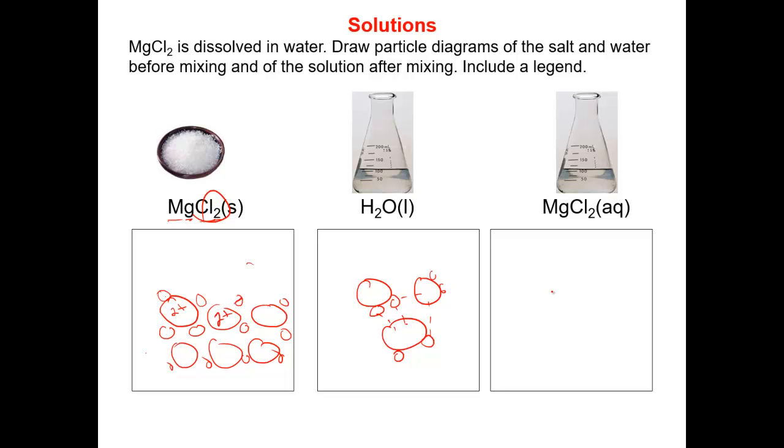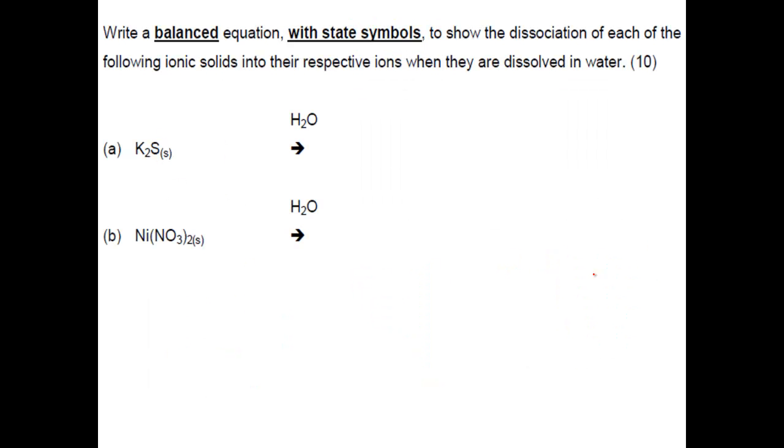Okay. And then when you have it dissolved, my suggestion is you draw the plus 2 magnesium. You draw the water around it, and I would suggest you draw 3 waters showing it as a hydration shell. And then you have 2 chloride minuses, and those are going to have the hydrogen part of the water closest to it, forming the hydration shell. Okay, so if you're asked to draw the diagram, this is what I would do. You'd probably be drawing it neater, but that's okay.